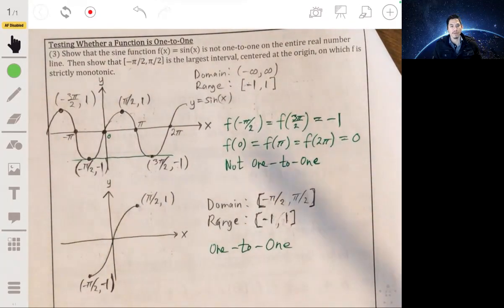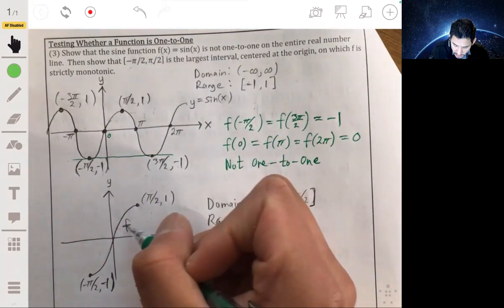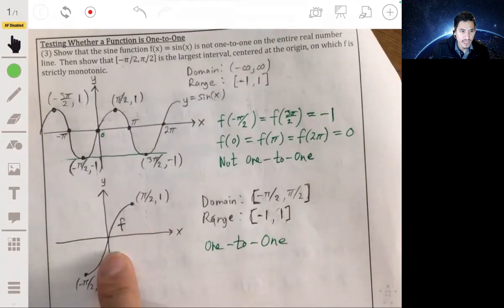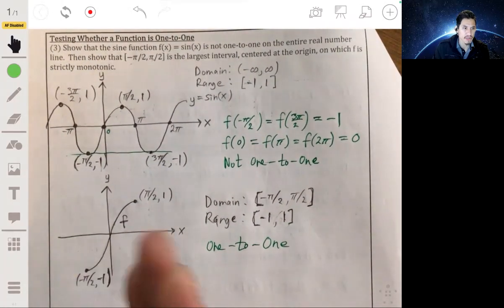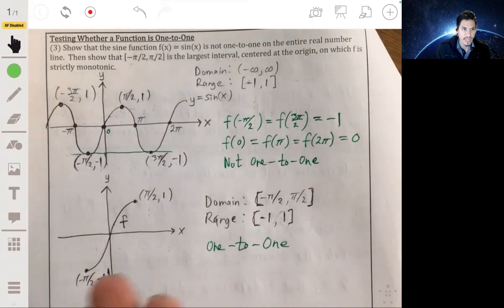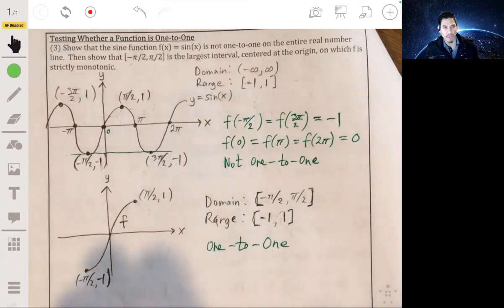Now, why do we care about this? Why is this important? Well, the reason is if we want to have an inverse function. So when we have this restricted to this domain, the inverse function will exist. And that means down the road, later in this chapter, we're going to find the derivatives of these inverse trig functions.